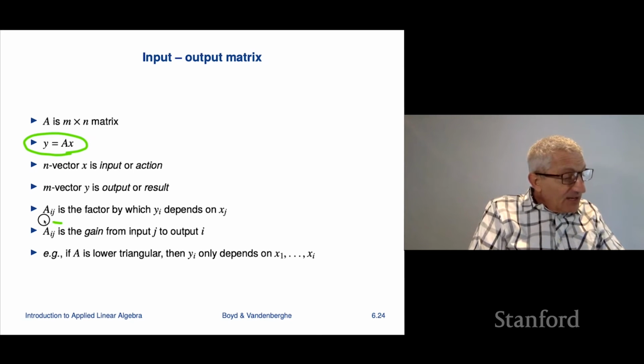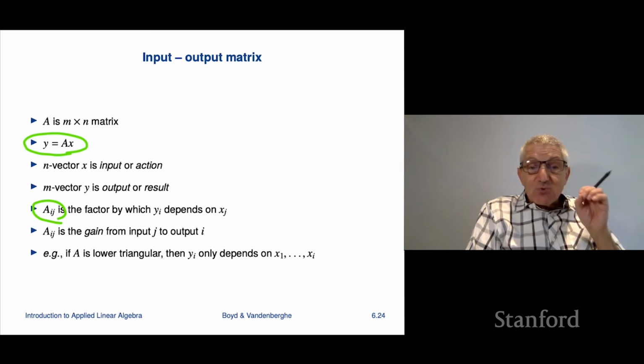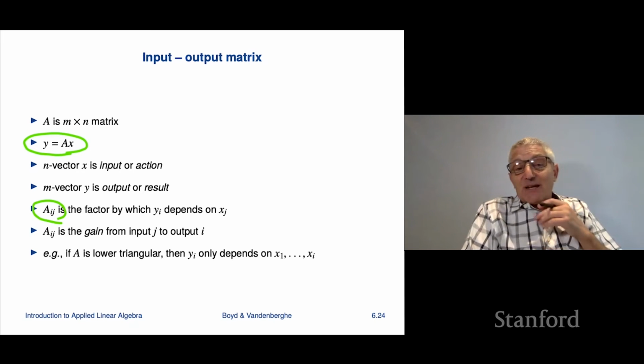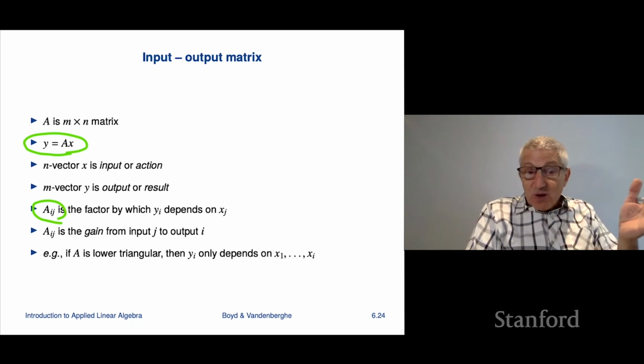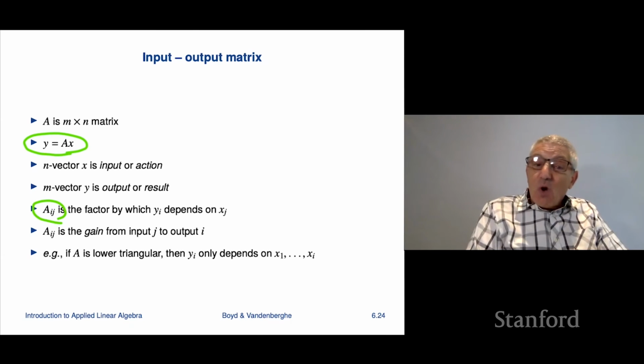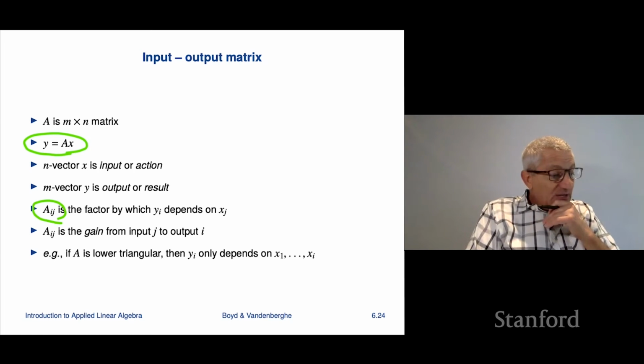So in which case we can have this very simple generic interpretation. For example, a_ij, that's the ij entry. That's the factor by which y_i depends on x_j. Okay, if it's 0, it means it doesn't depend on it. If it's large and positive, it says that when x_j goes up, y_i goes up. If it's large and negative, it says that when x_j goes up, y_i goes way down, right? So that's kind of the interpretation.